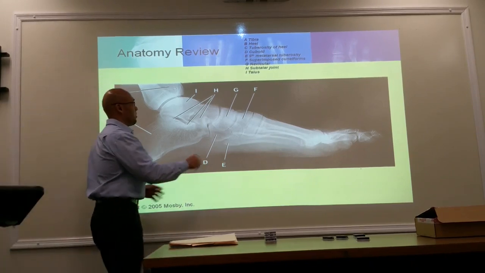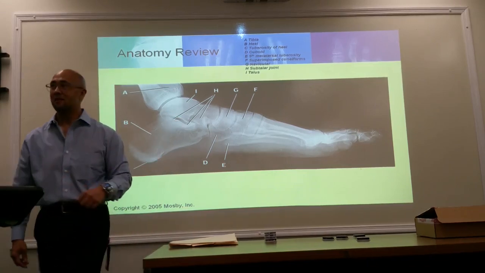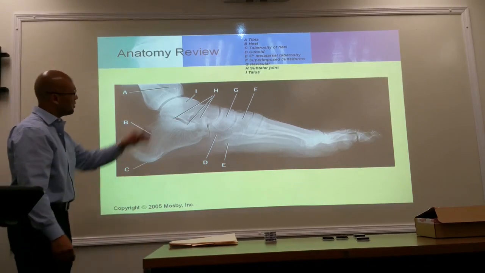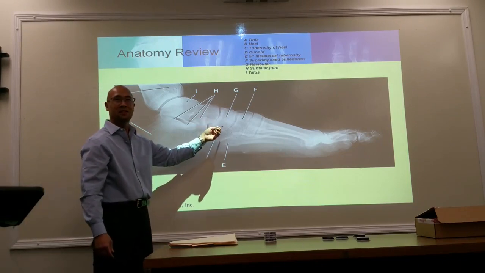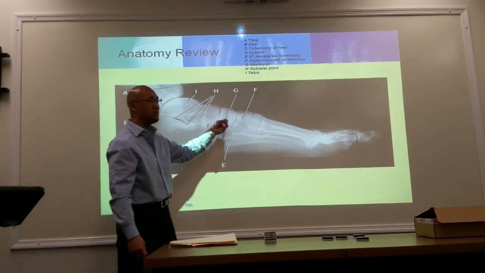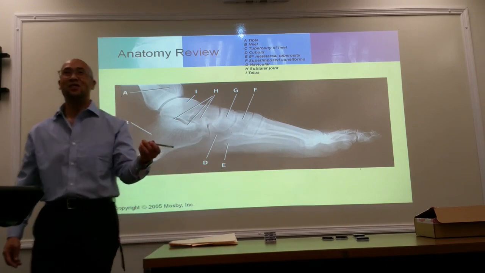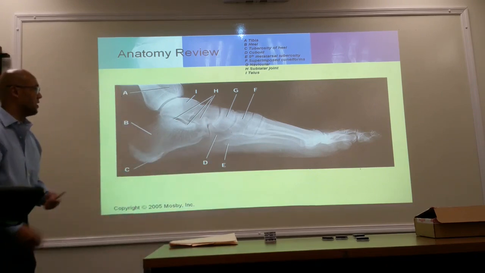Okay. What side? Talus. Are you guys looking up there? I said don't look up there. Okay, this is talus. Anterior to the talus, navicular. Anterior to the navicular, superimposed cuneiforms. Okay, good.